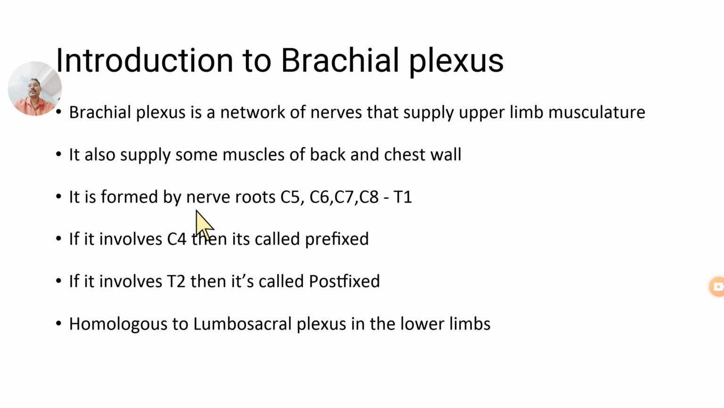Okay, and it's formed by the nerve roots. Just now we have seen C5, C6, C7, C8 and T1. If it involves C4, then it is called a prefixed brachial plexus. If it involves a larger part of T2, then it is called a post-fixed brachial plexus. It is homologous to something in the lower limbs. In the lumbosacral region, you have a similar kind of plexus called the lumbosacral plexus.